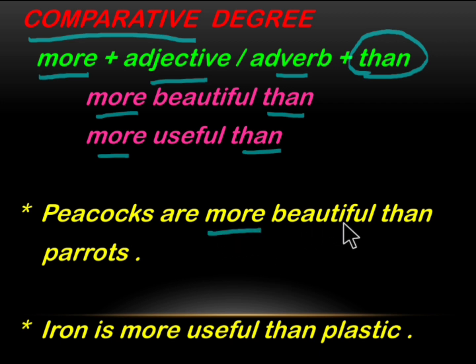Then beautiful, this is the adjective. Than, this is very important in the comparative degree. Then what? Parrots. So we bring a noun after than. Next, iron is more useful than plastic. Again, we cannot add er to useful, so we use more. This is adjective, more useful than. Then what? Plastic. So for the comparative degree, we use either adjective plus er plus than or more plus adjective or adverb plus than.